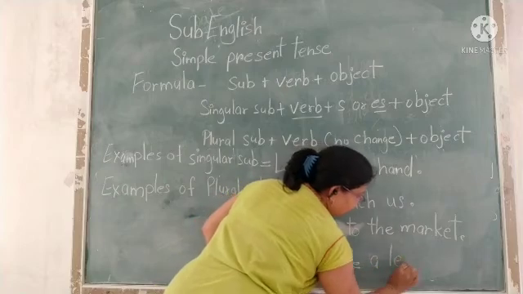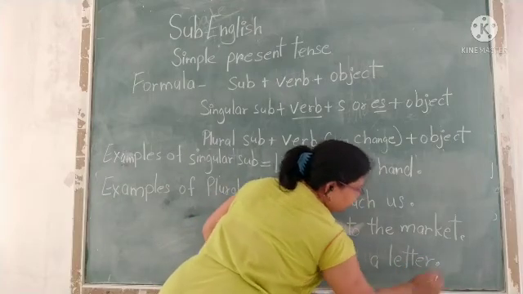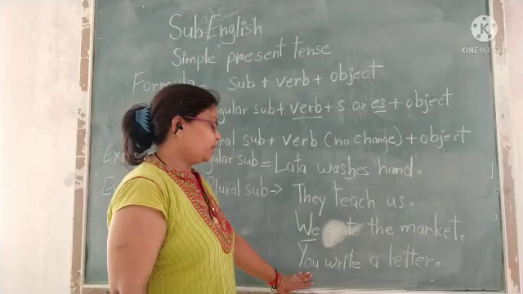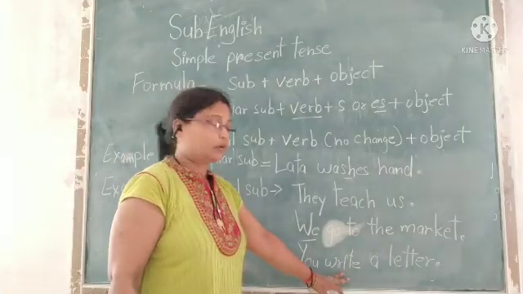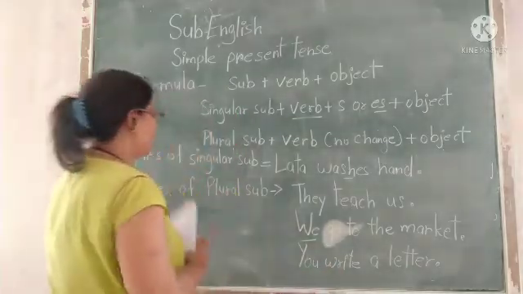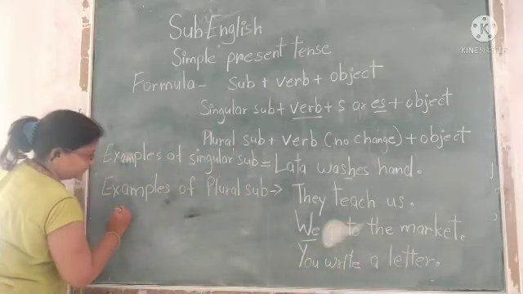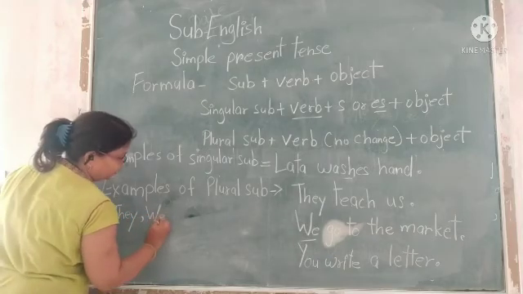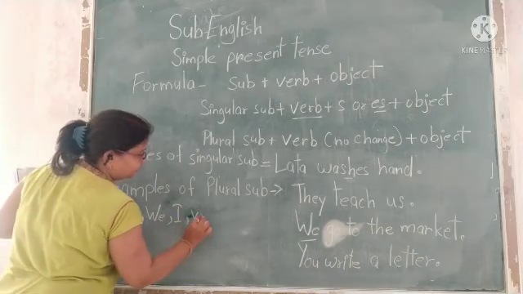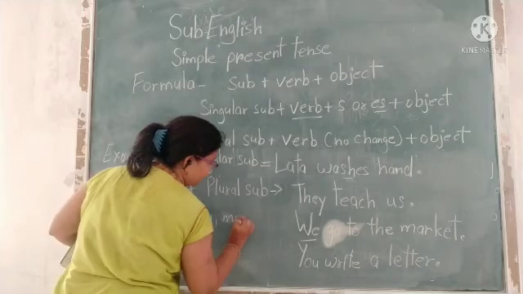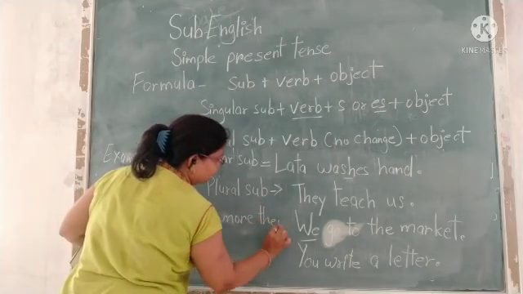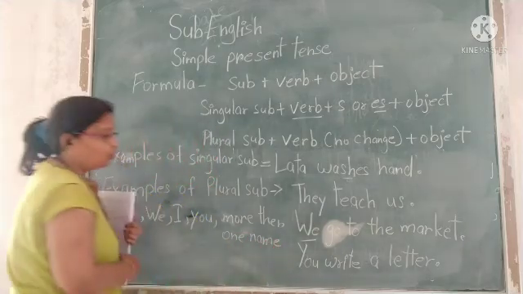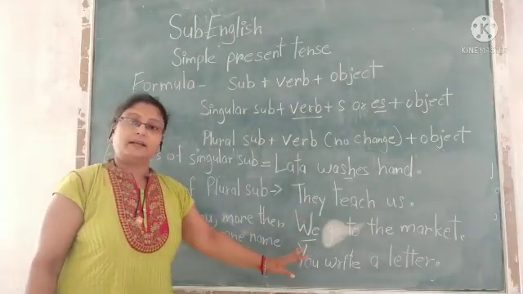You write a letter. Look student, in this example, you is a plural subject, so there will be no change in our verb. You write a letter. Do you know what our plural subjects are? Our plural subjects are they, we, I, you, and more than one name. मीन्स एक से ज्यादा नेम होंगे तो भी हम वर्ब में कोई चेंजेस नहीं करते.